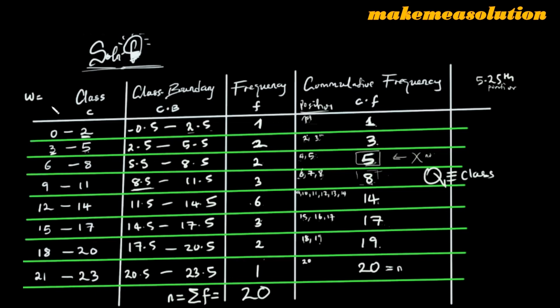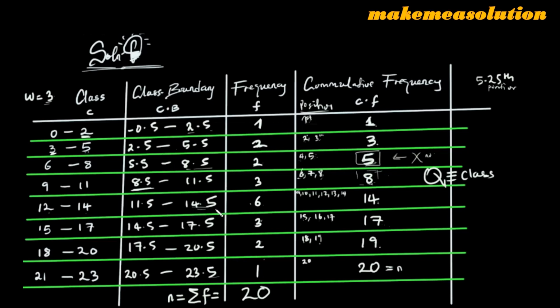14 minus 12 is 2, plus 1, 3. There's another way to calculate your class width: take the difference between the upper class boundary of one class and the upper class boundary of the class preceding it. So 8.5 minus 5.5 will also give you 3, or 17.5 minus 14.5, or 23.5 minus 20.5 will give you 3. Okay, so when you're using class limits, it's upper limit minus lower limit plus 1.